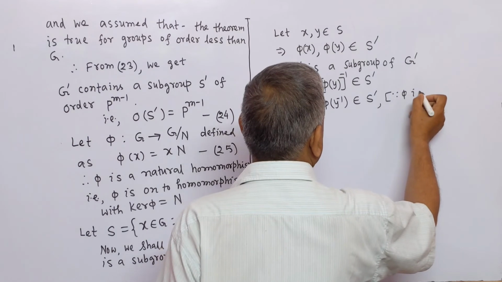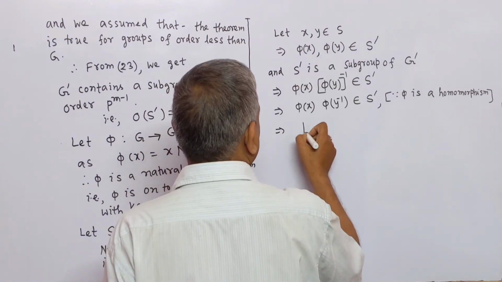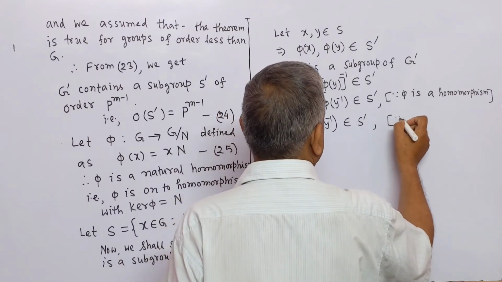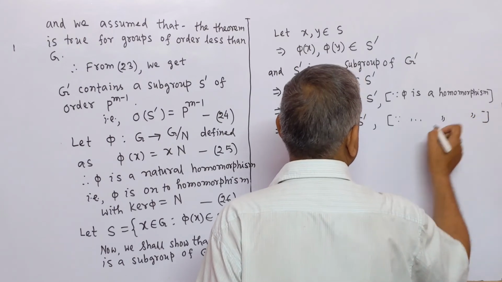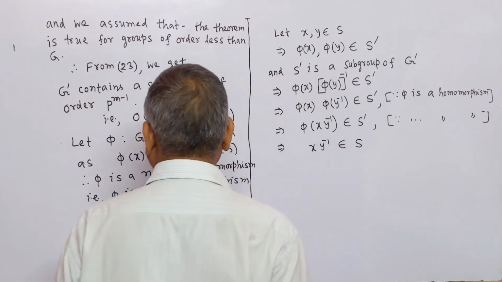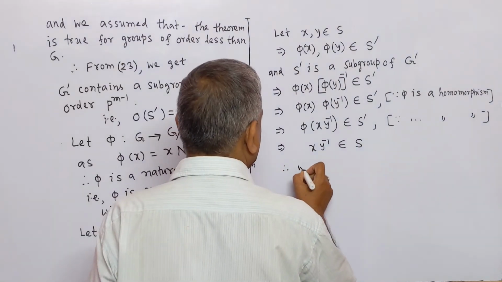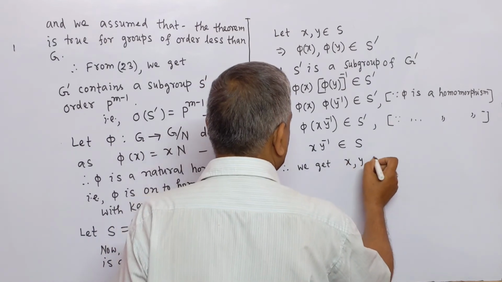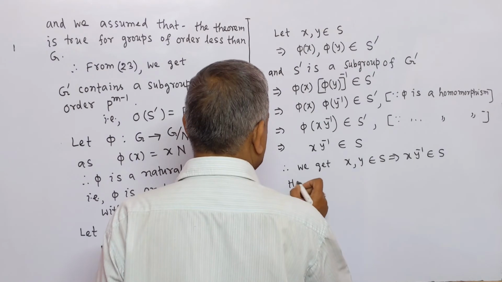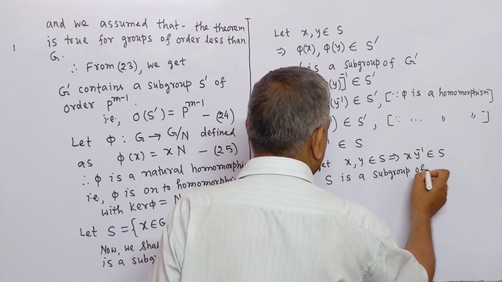implies that, since phi is a homomorphism, phi x y inverse belongs to S prime, implies that x y inverse belongs to S. If phi x belongs to S prime, then x belongs to S. Therefore, we get x, y belong to S implies that x y inverse belongs to S. Hence, S is a subgroup of G.